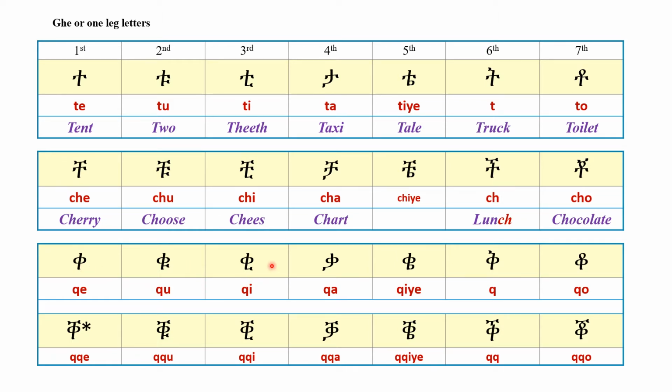Ke, ku, ki, ka, ke, k, ko. Khe, khu, khi, kha, ke, ke, ko. Te, tu, ti, ta, tie, t, to. Che, chu, chi, cha, che, chi, cho. Ke, ku, ki, ka, ke, ko. Khe, khu.